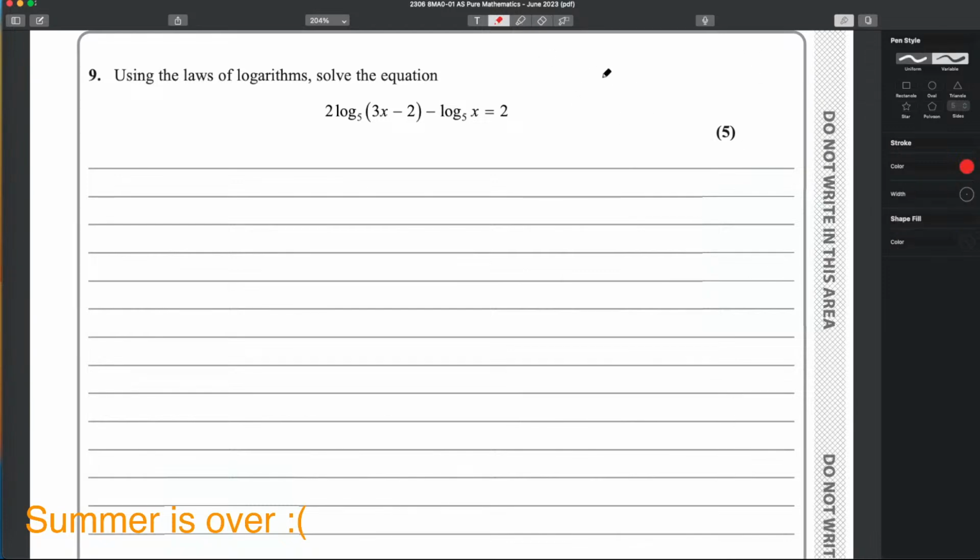So we have a couple of log laws we can use. I don't know initially which one we should use, but this is the one I want to try first. Log of a take log of b equals log of a over b, and see what we get.